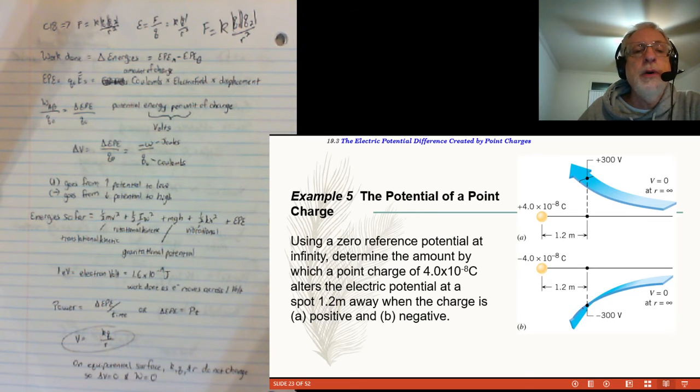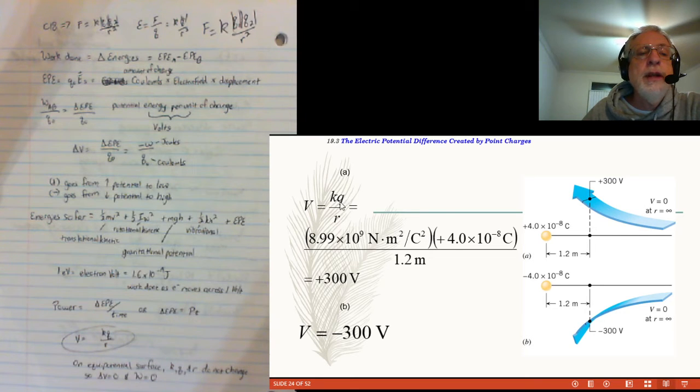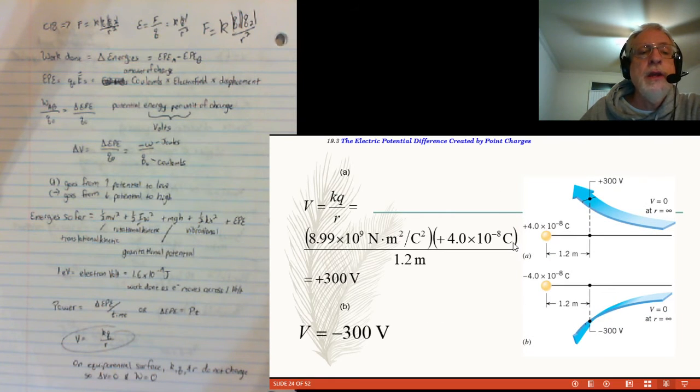Now the answer is kind of already shown in the drawing, but let's work it out, okay? Voltage is equal to K. K is a constant, 8.99 times 10 to the 9th Newton meter squared per coulomb squared, times the magnitude of the charge, 4 times 10 to the negative 8th, divided by the distance, 1.2 meters. So at 1.2 meters away from this charge, you will have a potential of 300 volts, the electric potential. So KQ over R tells you the potential. So if I was 1.2 meters away, and that's a pretty strong charge, I'm going to have 300 volts.